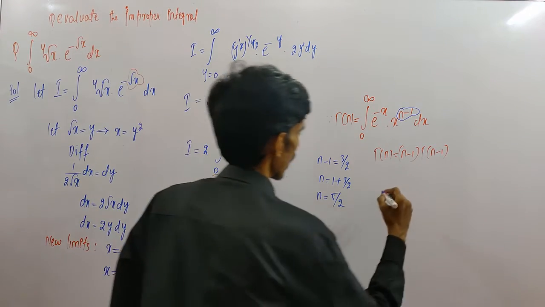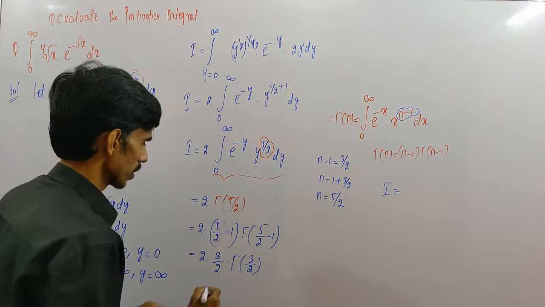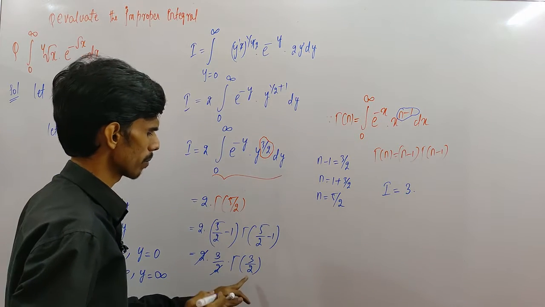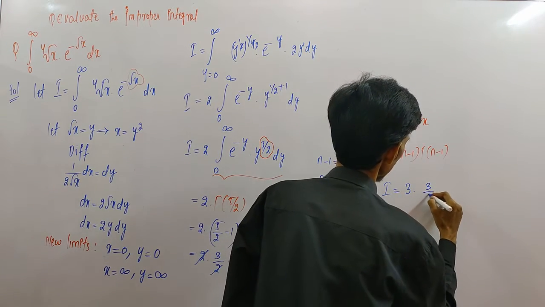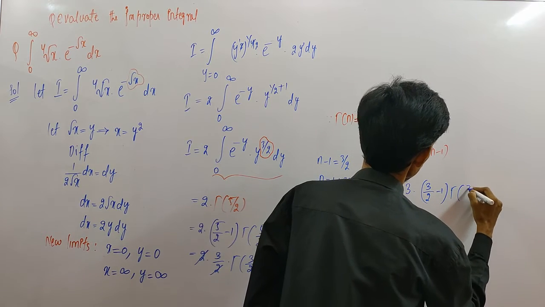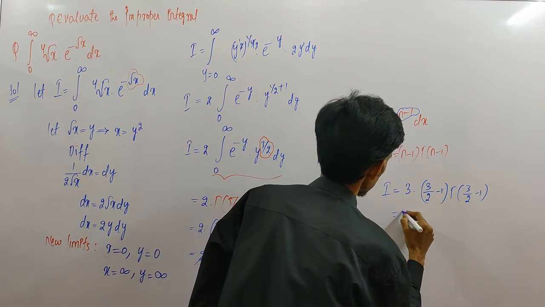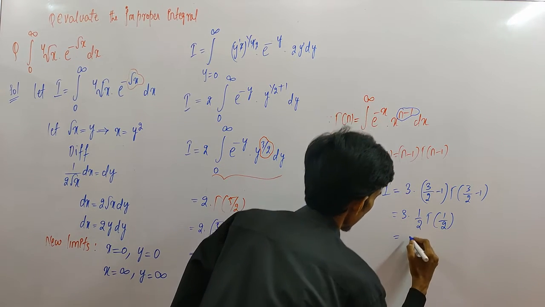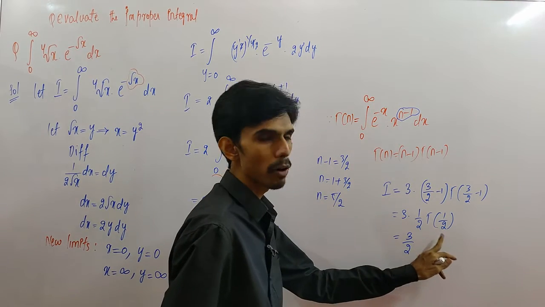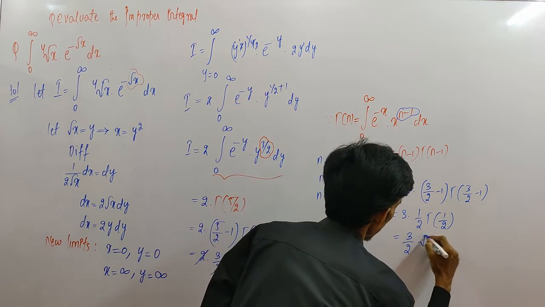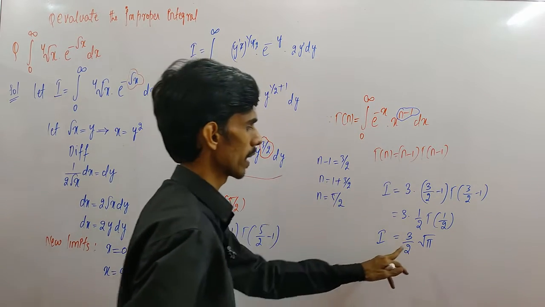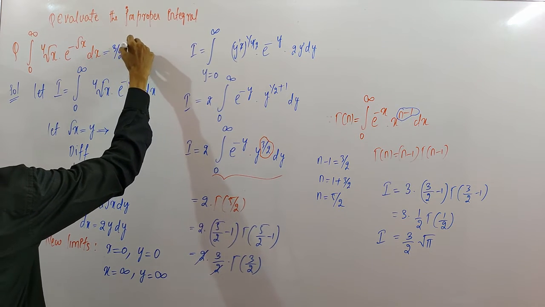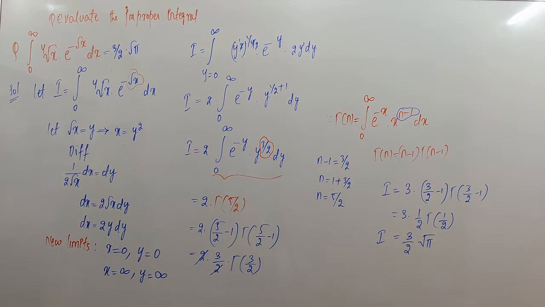that is I is equal to, this 2 and this 2 will get cancelled. We have 3 into gamma of 3 by 2, that is 3 by 2 minus 1, gamma of 3 by 2 minus 1, that is 3 into 1 by 2 gamma of 1 by 2. Here we have 3 by 2. We know that gamma of 1 by 2 value is root pi. So we have root pi. Hence this integral value is 3 by 2 root pi. We got 3 by 2 into root pi as the answer for this improper integral.